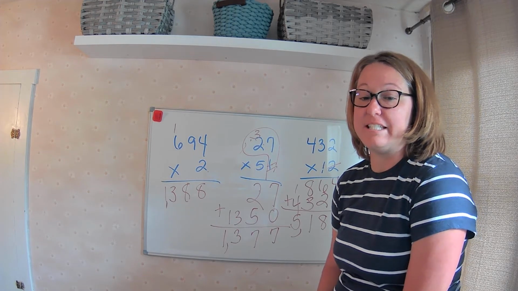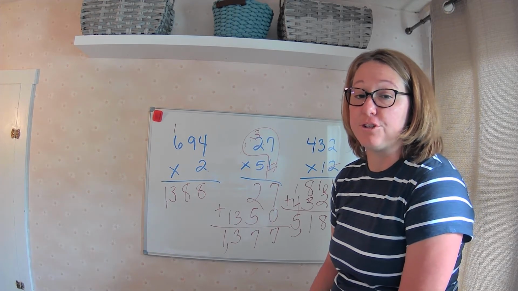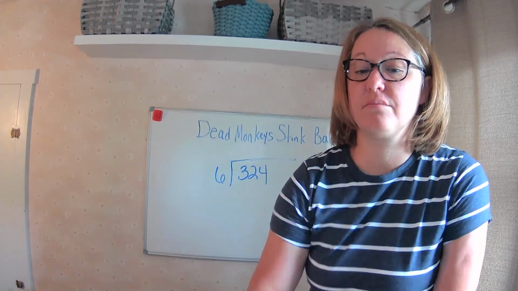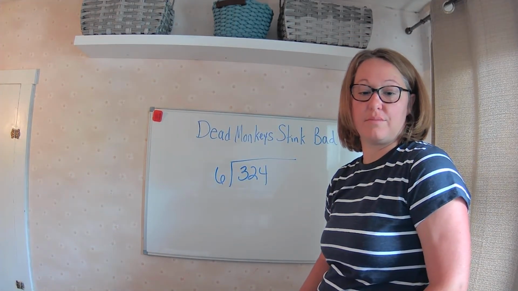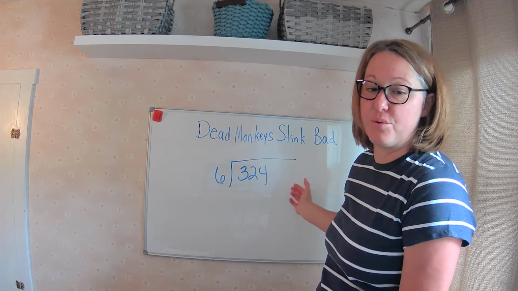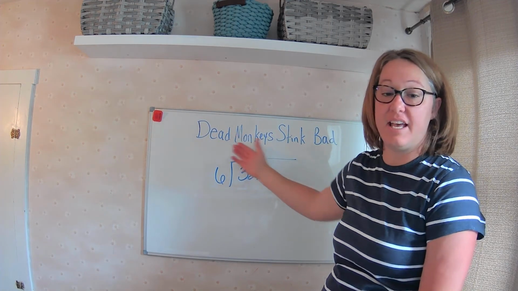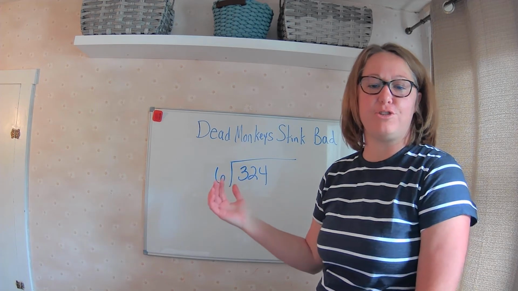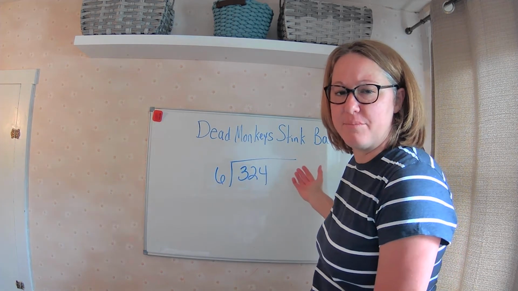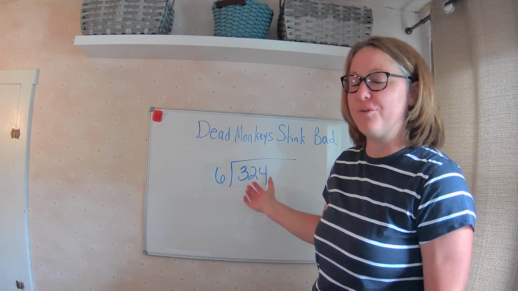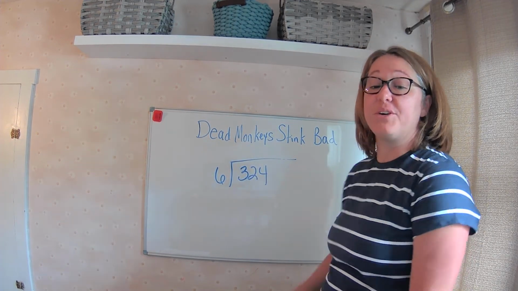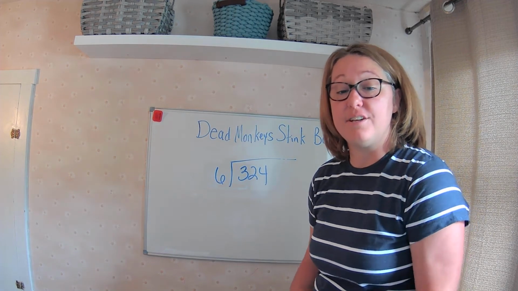So we'll have a dividend, a divisor, and then our answer will be a quotient. As you can see, I've written on the board a statement that says, dead monkeys stink bad. Thought we were talking about division, and now you're talking about stinky monkeys, Mrs. French. What are we doing here? Well, if we can remember that dead monkeys stink bad, we can remember the steps to division.